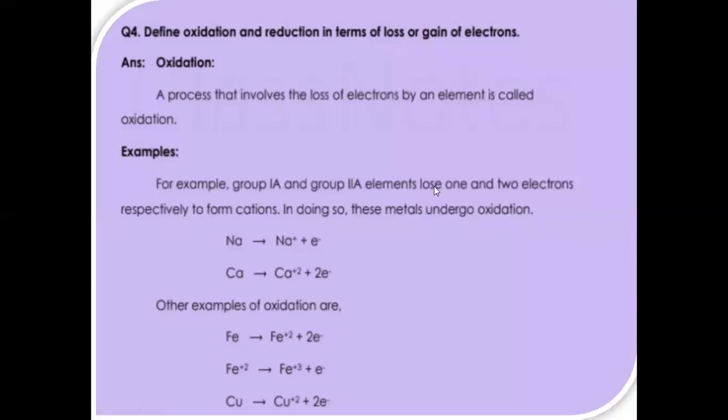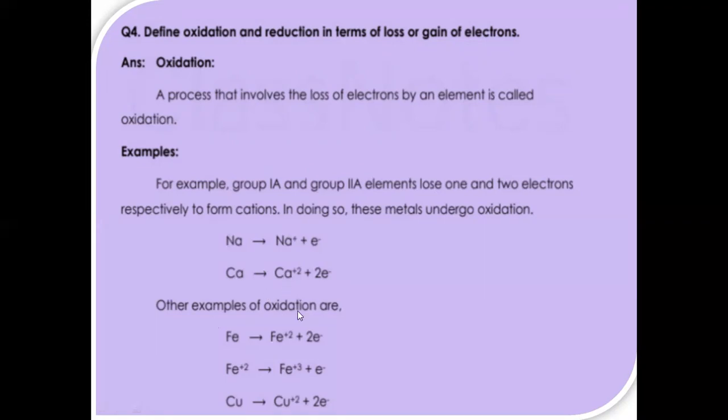Alkali metals lose 1 electron, and alkaline earth metals, or group number 2A elements, lose 2 electrons respectively to form cations. In doing so, these metals undergo oxidation, because loss of electron is called oxidation. So sodium is present in group number 1, it will lose 1 electron and will form a monovalent cation. Sodium is oxidized by losing one electron. Calcium is oxidized by losing two electrons and will form a divalent cation.